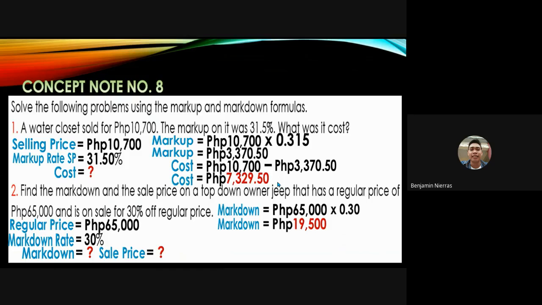Then i-less yan sa 65,000 pesos. So we have the new sale price as 45,500 by simply reducing the markdown value. So yan, dalawa. So thus our answer is 19,500 markdown, 45,500 sale price.